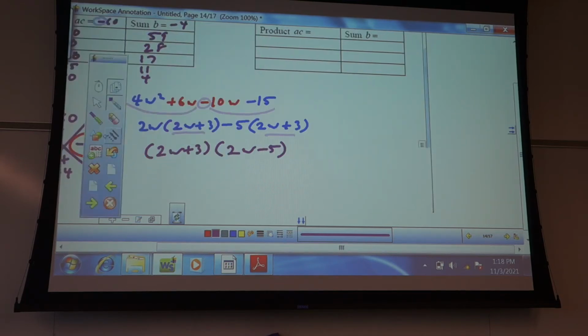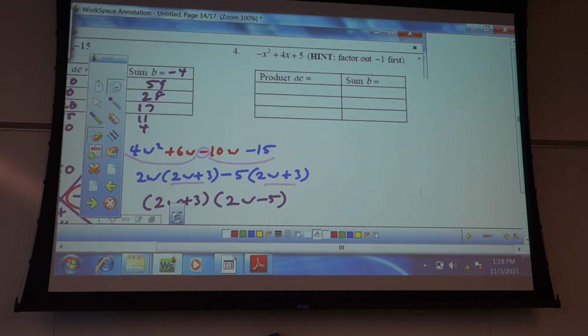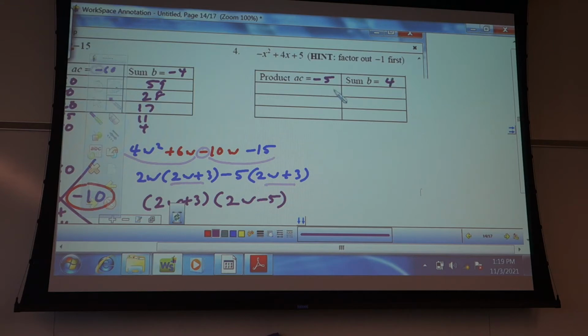All right, so the next one, the last one, is, let's see, AC is -5. The sum of the B is 4. So let's see, well, two numbers multiplied to 5, all I have is 1 and 5, that's it. And that's good because since, again, this is a negative, it has to be the difference, and the difference of them is 4. So that's all good.